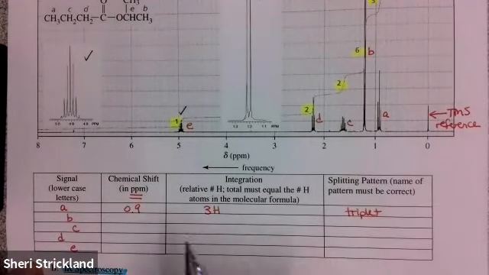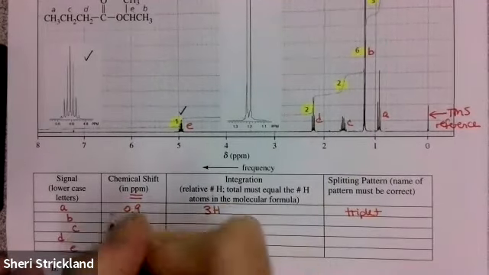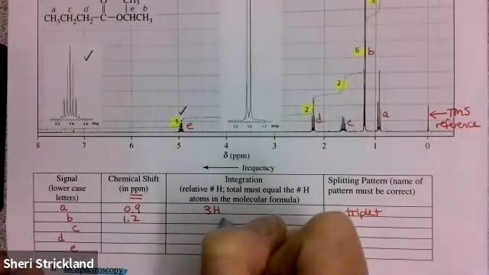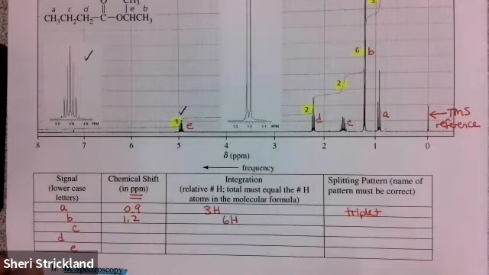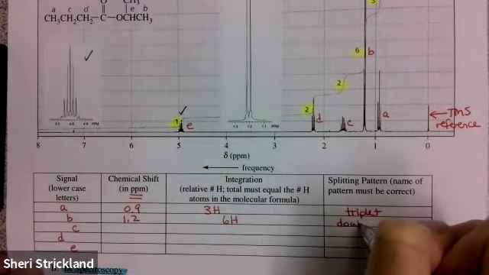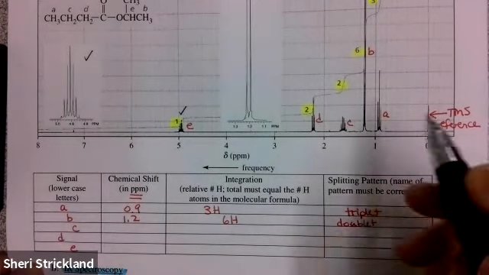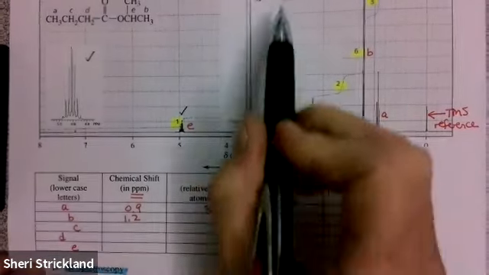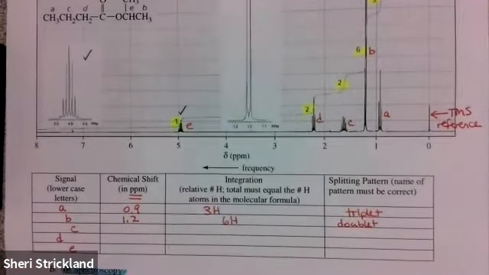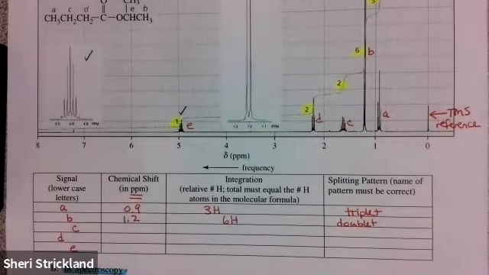And for signal B, I got the chemical shift as 1.2, 6 hydrogens, and this is a doublet. You can see that clearly from the enlargement that has been inserted right there. All right, so now I want you to pause the video, put in the information for signals C, D, and E, and then come back.